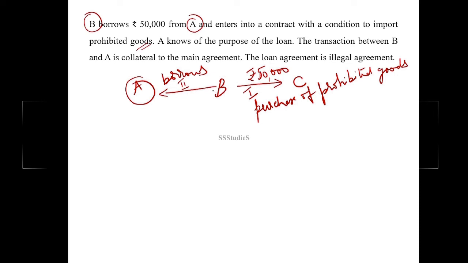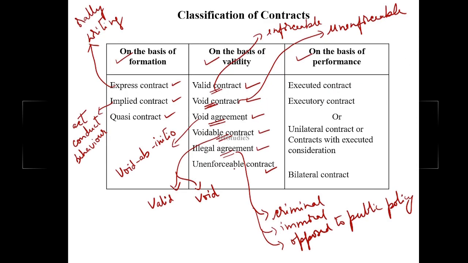The second agreement which B undertakes with A is also tainted with illegality since A knows the reason for B borrowing the money. Okay, so A knows of the purpose of the loan. The transaction between B and A is collateral to the main agreement, and as such, the loan agreement is an illegal agreement. Now, coming to unenforceable contract.